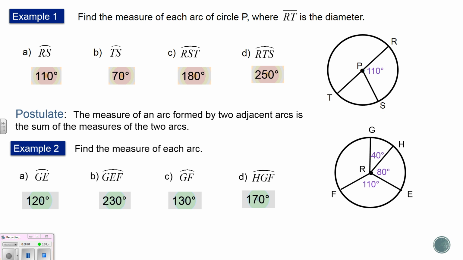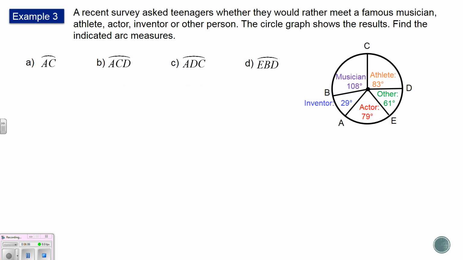Okay, next example or theorem. Let's see what the next slide holds. Oh, it's an example. So in a recent survey, blah, blah, blah, I'm not going to read all that. You can read it yourself. We need to figure out the indicated arc measures. So AC is right here, so we're going to do 108 plus 29.